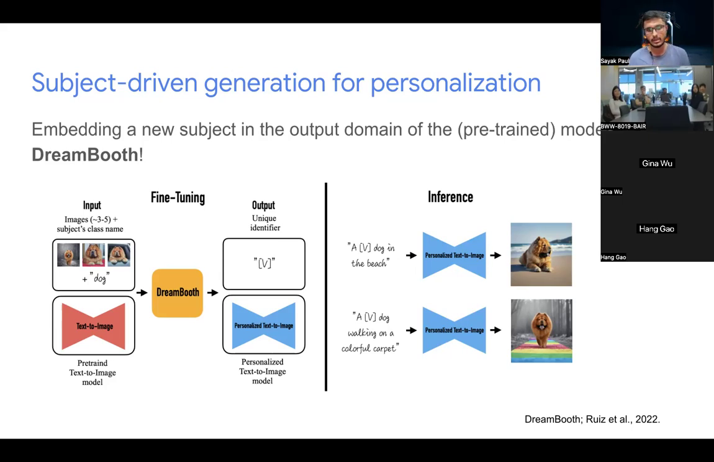Basically, our expectations are the following. We want to be able to quickly adapt the output space of our pre-trained model, ideally with 3 or 5 images, but 10 or 15 images also tend to perform better. And then during inference, we just want things to work out of the box. So where do we start?